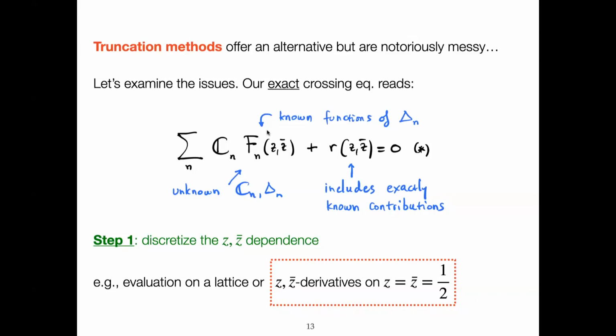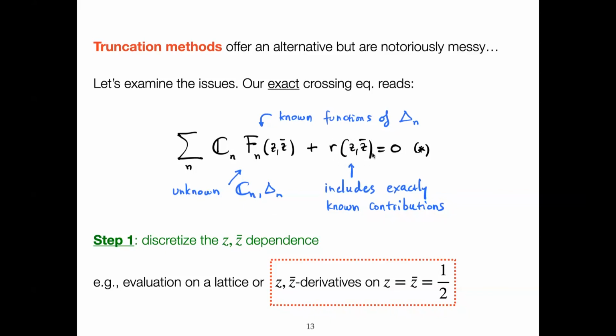Okay, so I'm taking the same crossing equation that I had before. I'm slightly rewriting it in the following way. In this crossing equation, you have some unknown data, some unknown contributions with unknown C's and unknown scaling dimensions delta n. But imagine that you know some contributions, basically because it's something simple like the identity contribution, or you're solving the crossing symmetry equation in superconformal field theory. And there you can use information from protected data from supersymmetry, basically.